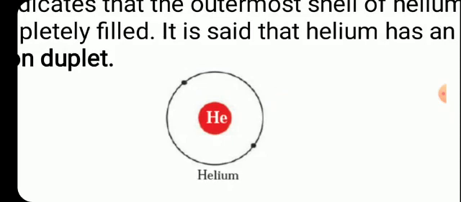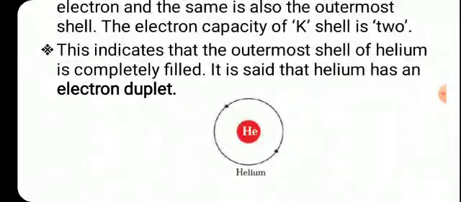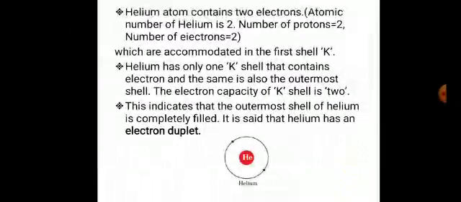Here is a diagram of the atom of helium. Helium has K shell and it is completely filled by 2 electrons and therefore it is said that helium has an electron duplet. Duplet means 2, triplet means 3, octet means 8. So helium has only 2 electrons in K shell and therefore it has an electron duplet.